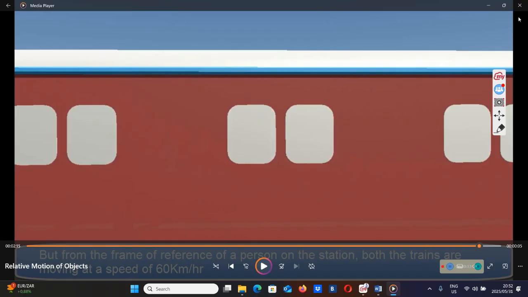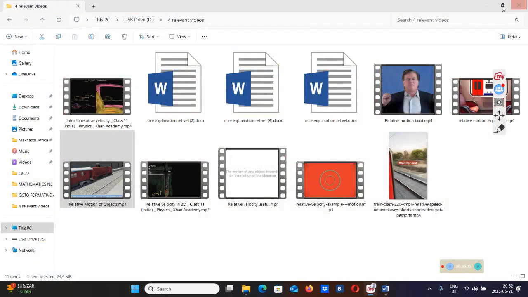Right, let's go to a different scenario now. Suppose you are driving a car and you overtake or you approach the other car from behind, and then that car that you are approaching, it's moving at a slower speed compared to yours.